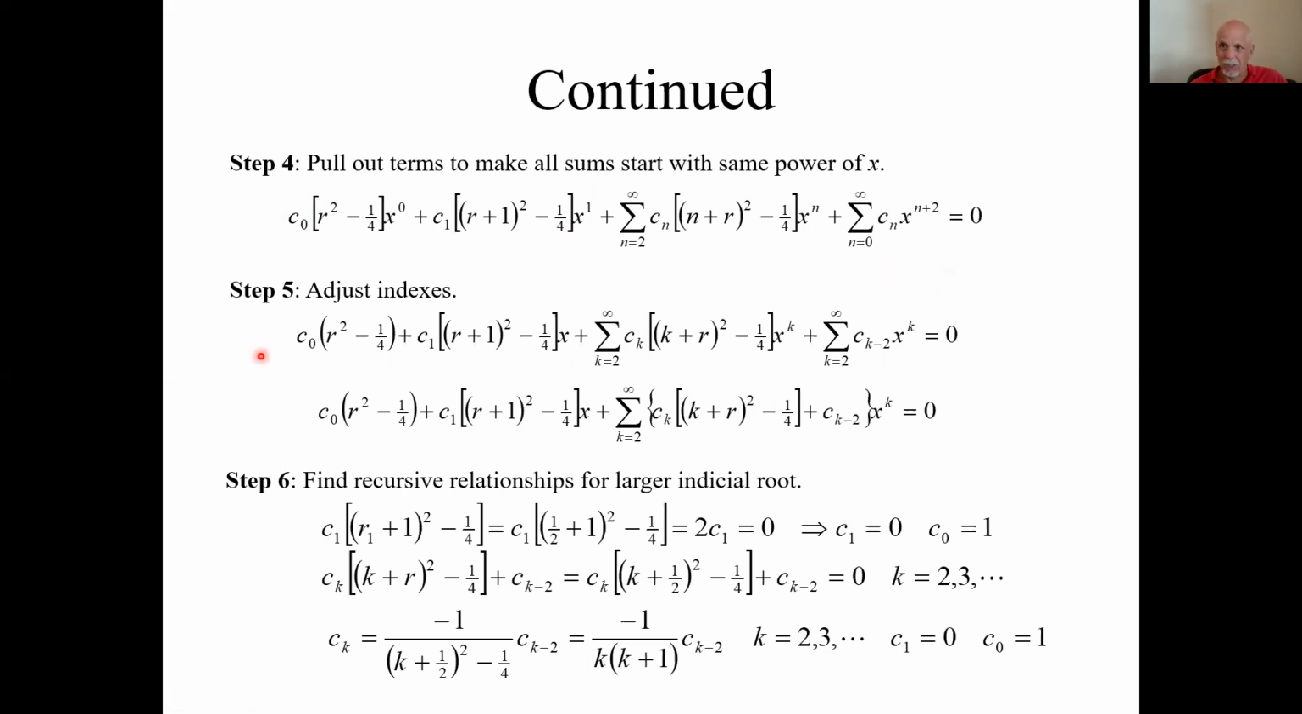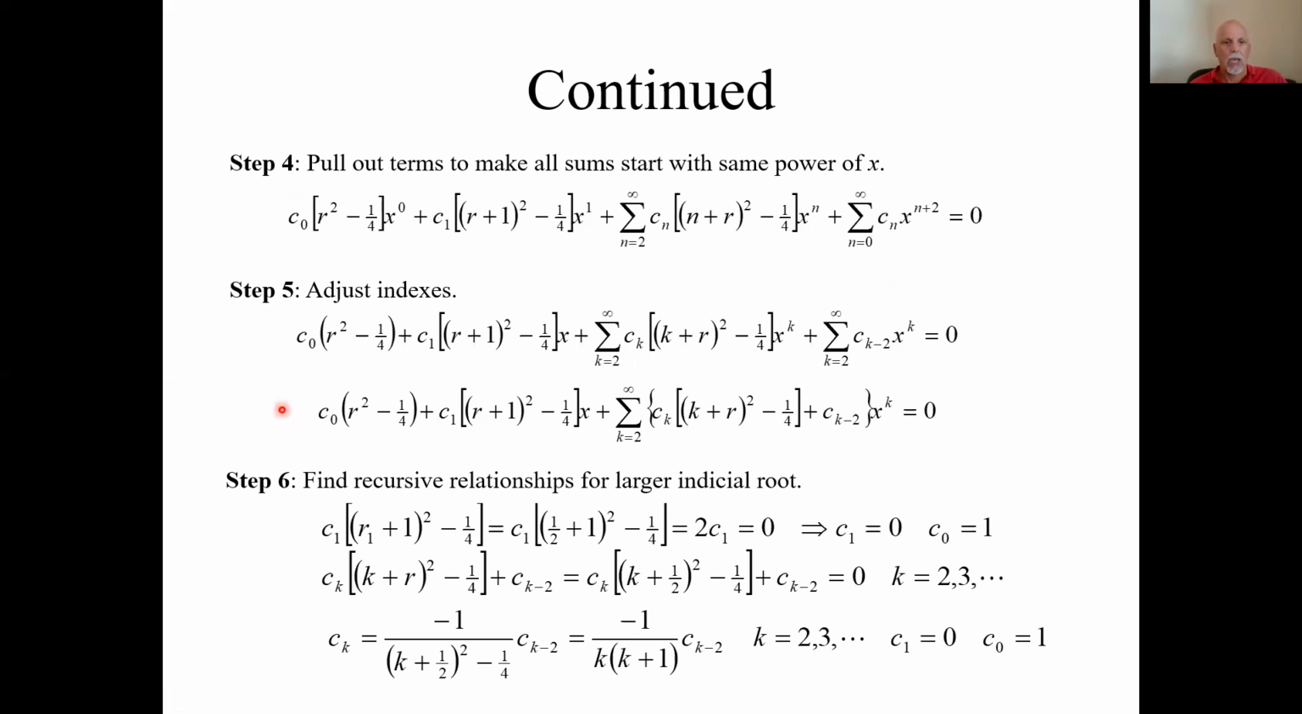Then we adjust indices like we did with the power series. Turn our n's into k's. I'm not going to go through that. You need to get good at that, though. You can't just gloss over it. It's just, I don't need to do it a million times in these recordings.